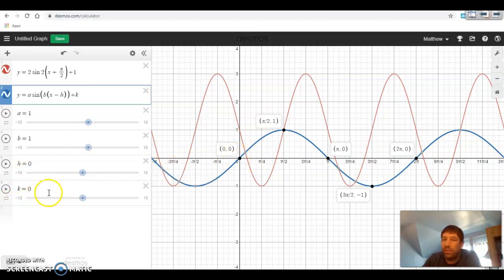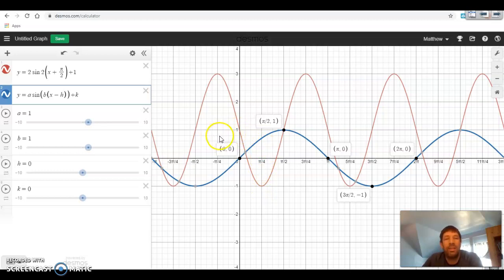So K, just like in your quadratic functions and all of our other functions that we looked at, is the vertical shift. Right now you can see K is 0, which runs right through the middle of my graph vertically. If I look at the red graph, it goes up to a height of 3, and it goes down to a height of negative 1. So the middle of that graph is going to be at positive 1.